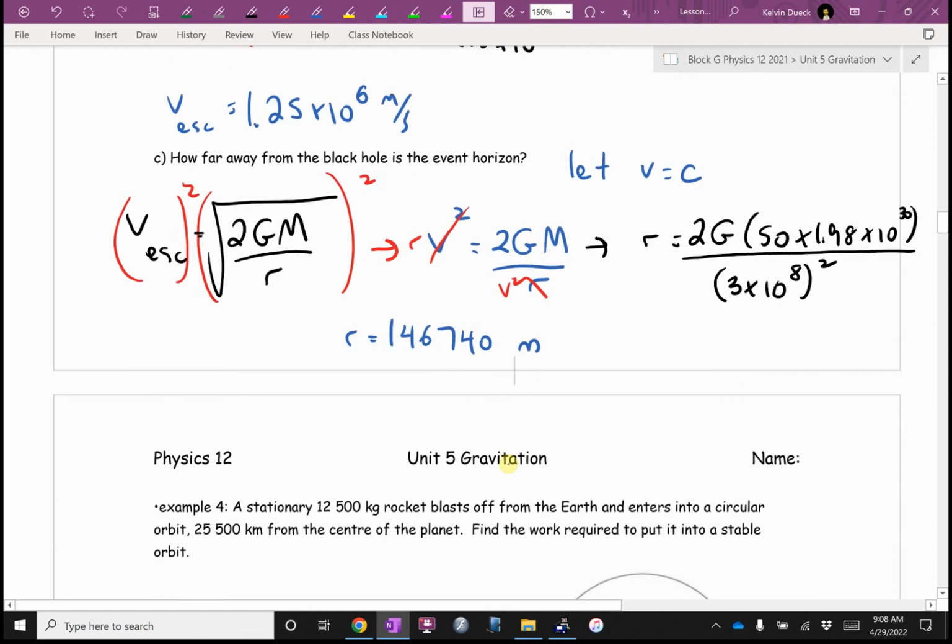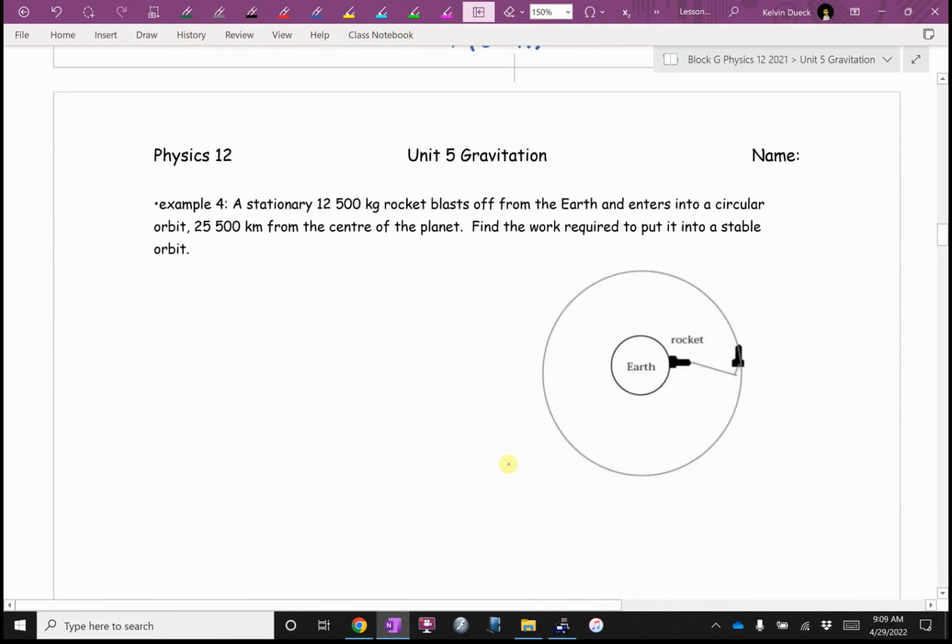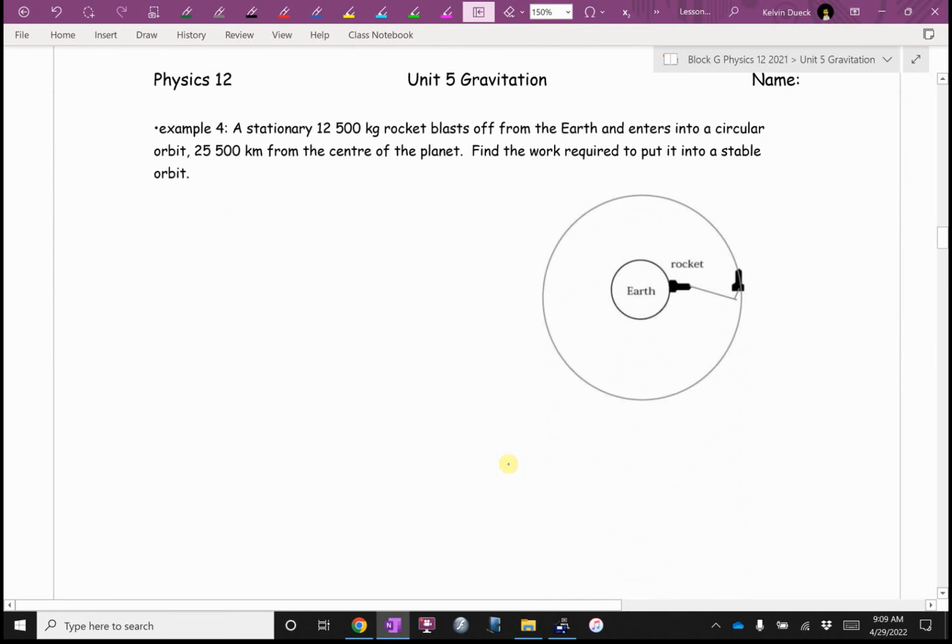Yeah, that's called the Schwarzschild radius. Example 4. We're going to do a lesson on black holes next class, but let's look at a good example.